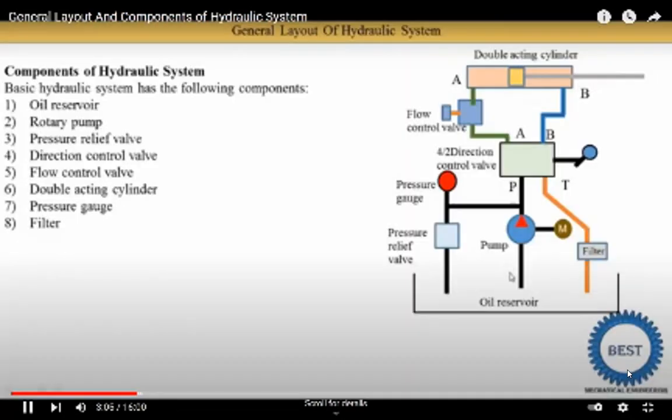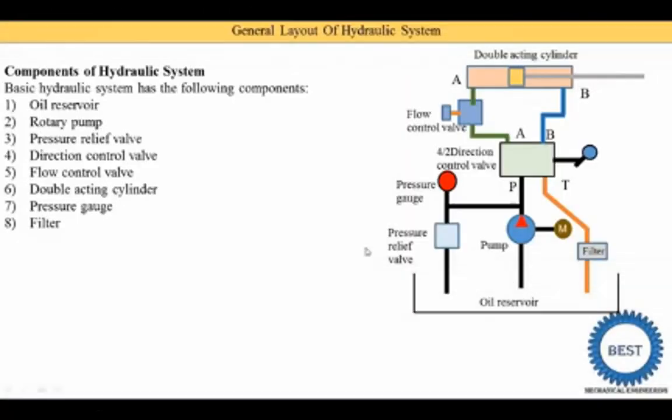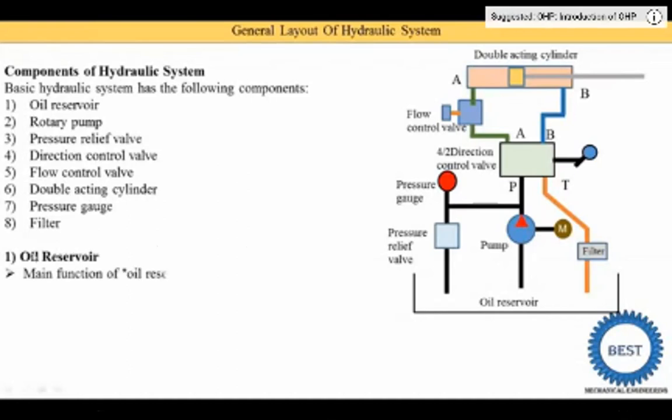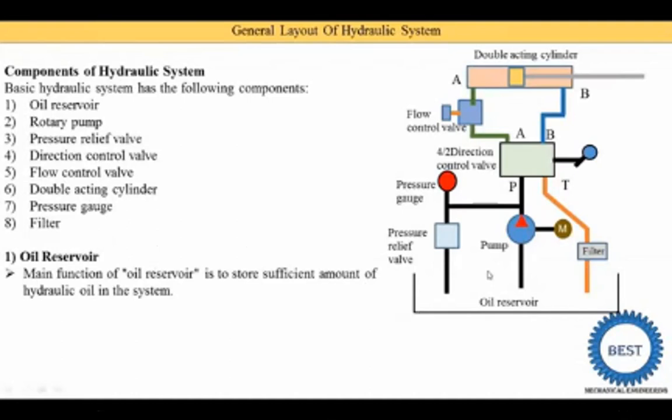Here at the inlet of the pump, this is also correct. Now we understand all the components in detail. First component is the oil reservoir. In this image you see at the bottom the oil reservoir is provided. The main function of the oil reservoir is to store a sufficient amount of hydraulic oil in the system, meaning it is generally used for the storage of oil.